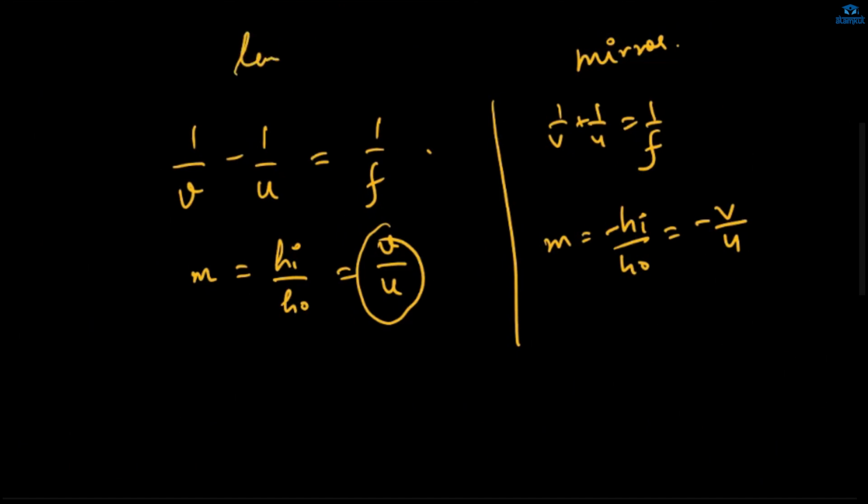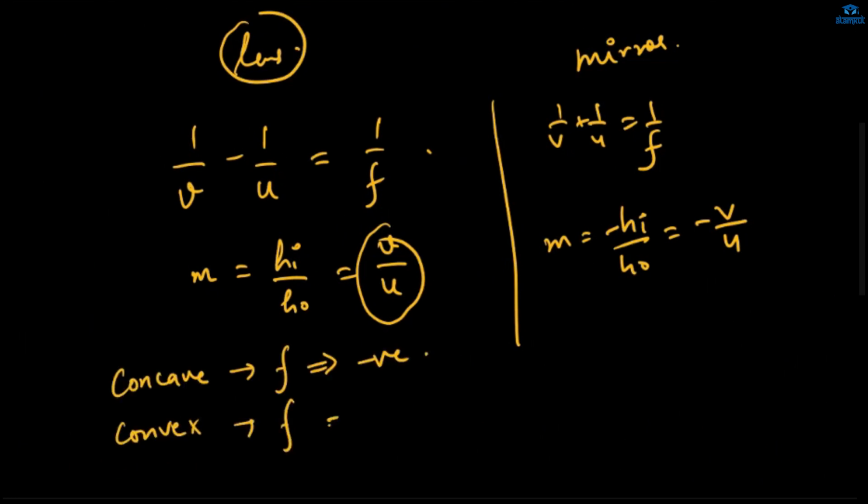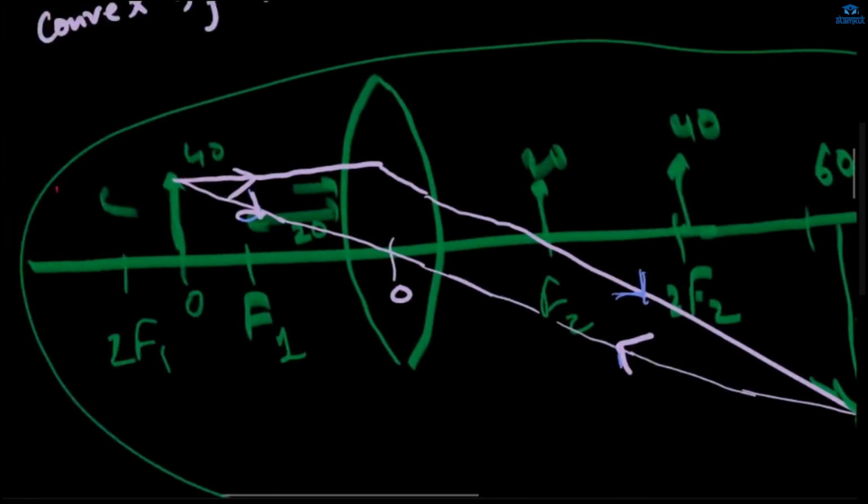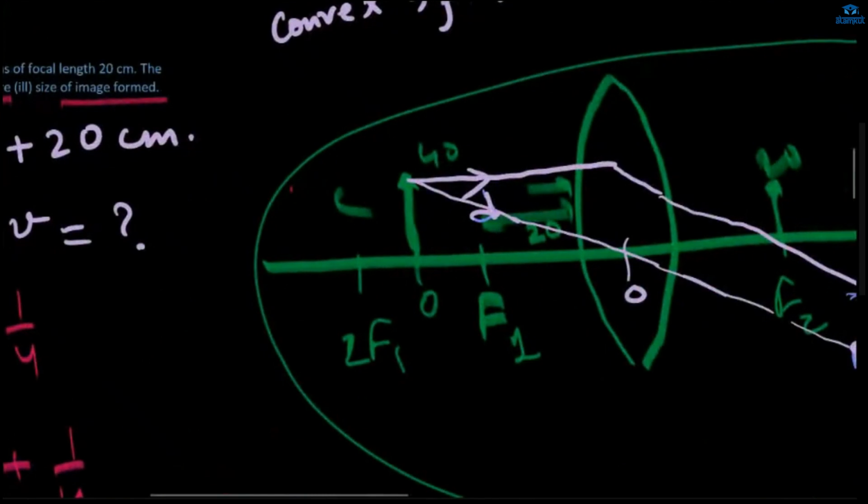Okay, for lens. Now we'll do the questions. U will always be taken as negative, as we usually take U negative. Why? Because we place the object on the left side of the lens.